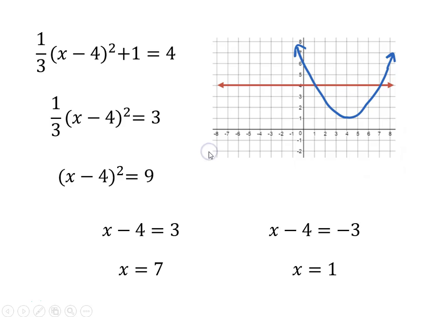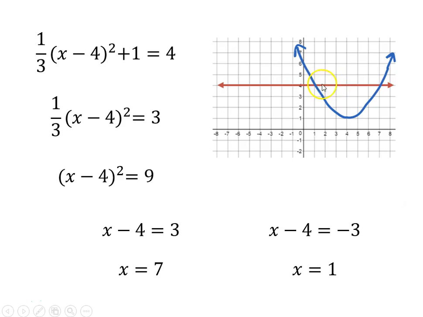What does that look like on a graph? It would look like this. So we have this equation right here. The vertex is (4, 1). So we can see that right here. We can plot points on each side. So you can plug in a 5, you can plug in 6, you can plug in 7. Then you graph this line, which is y equals 4. And we can see that the parabola and the line intersect at (1, 4) and (7, 4).